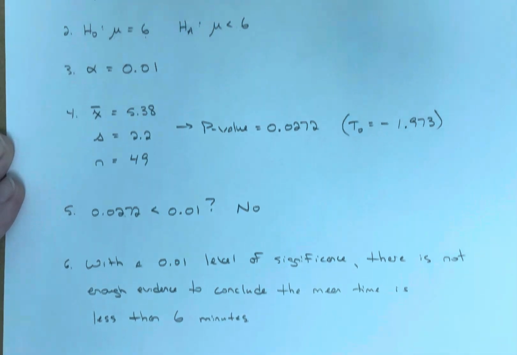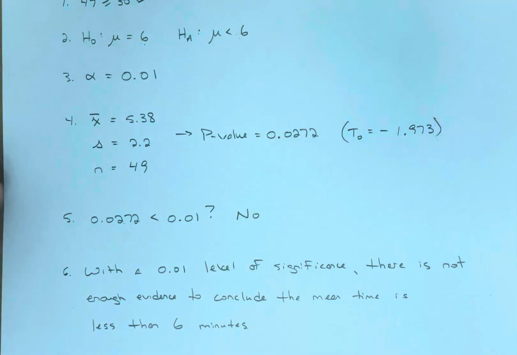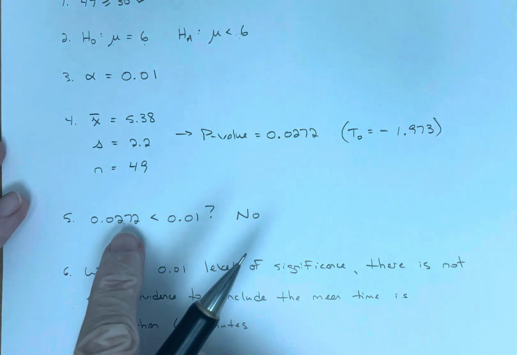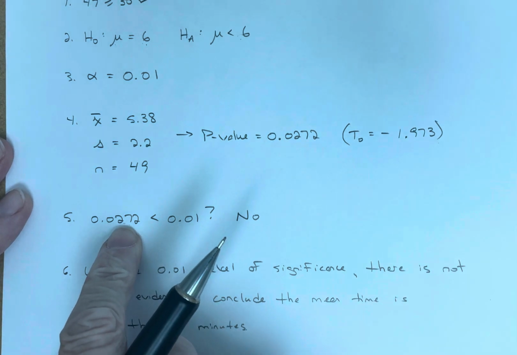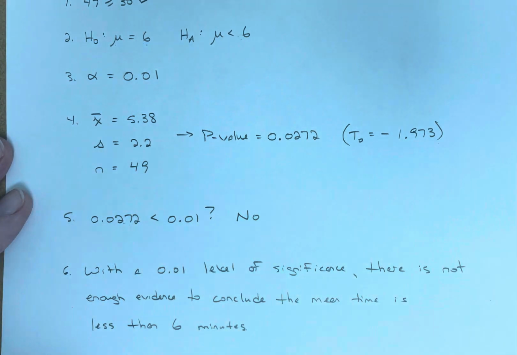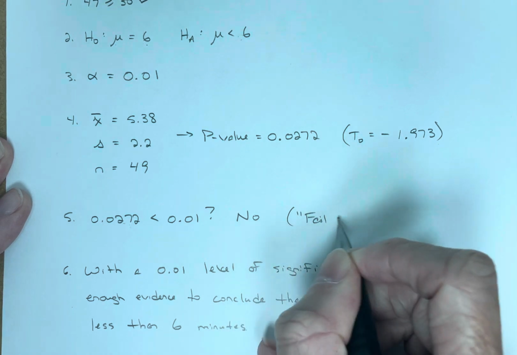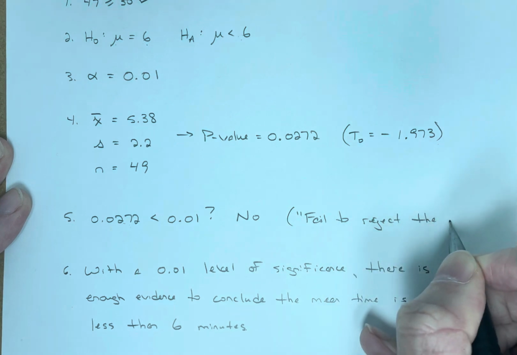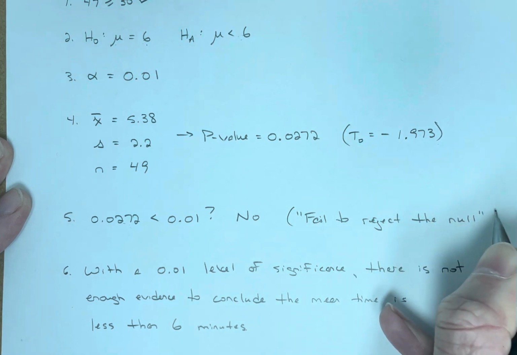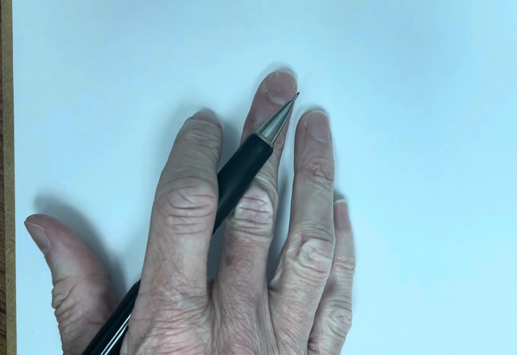Again, we always write our conclusion by focusing on the alternative hypothesis. The P was too high, so the null will fly. We fail to reject the null hypothesis. So there's an example for a mean. Let's now do an example for a proportion.